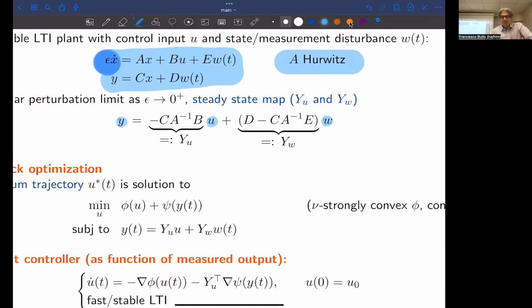Well, that steady state map is easy. You probably have studied it. You can calculate it, right? This is the matrix minus C A inverse B, D minus C A inverse E. Because I am lazy, I'm just going to call these Y sub U and Y sub W. So Y sub U is the map from U to Y, and Y sub W is the map from W to Y. So it's just linear, super easy. It's two matrices. Okay, fine.